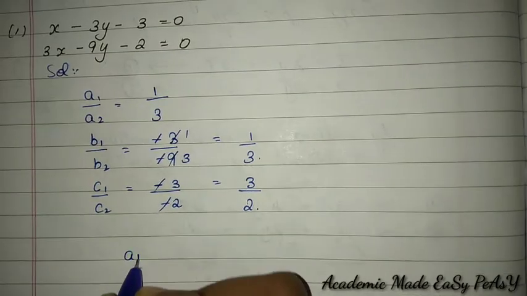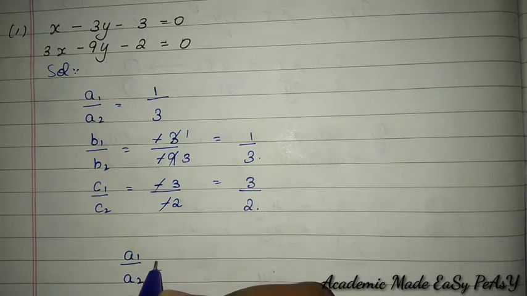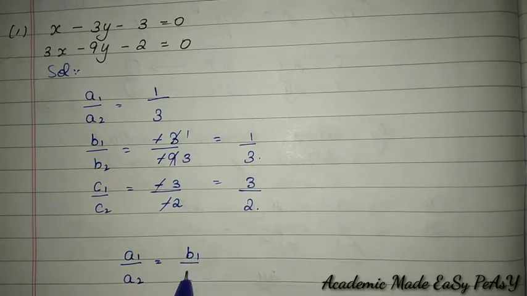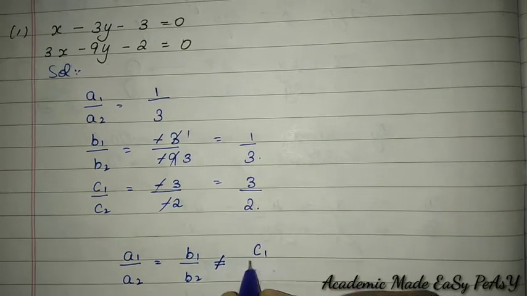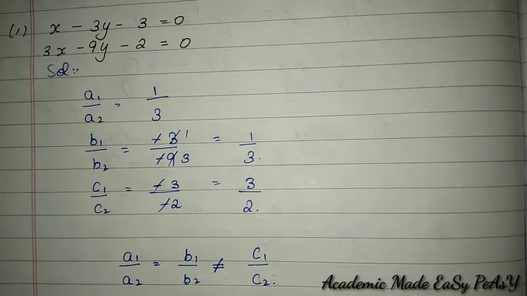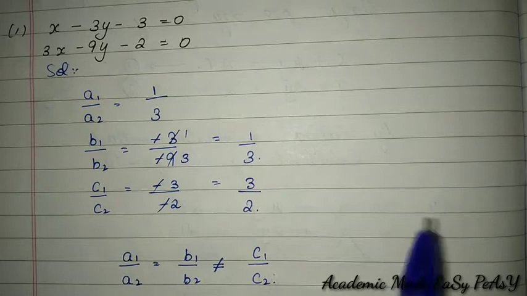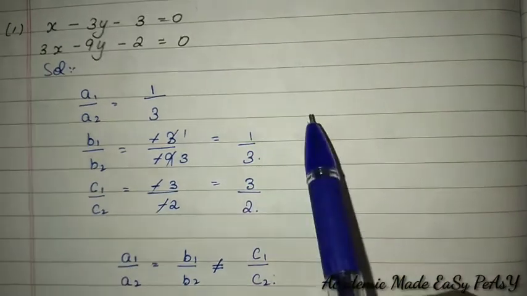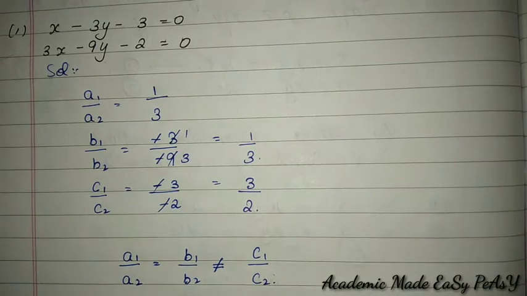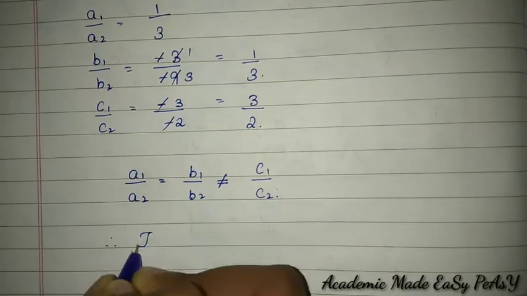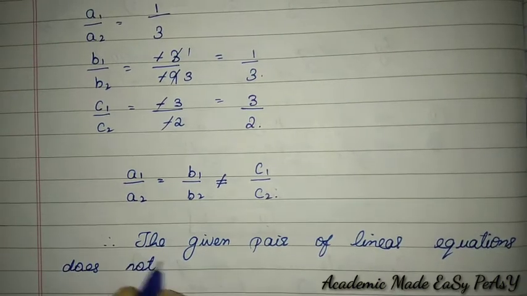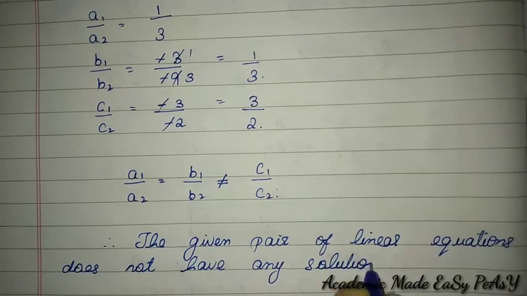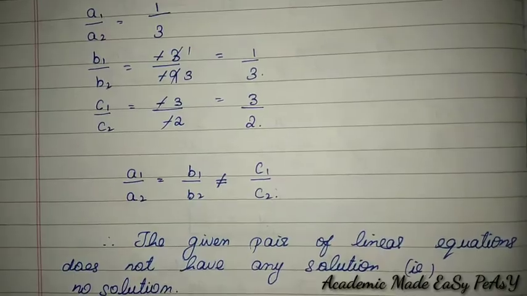So a1 by a2 is equal to b1 by b2, but c1 by c2 is not equal. So therefore it says that this has no solution. So that is, the given pair of linear equations does not have any solutions. Therefore, the given pair of linear equations does not have any solution, that is no solution.